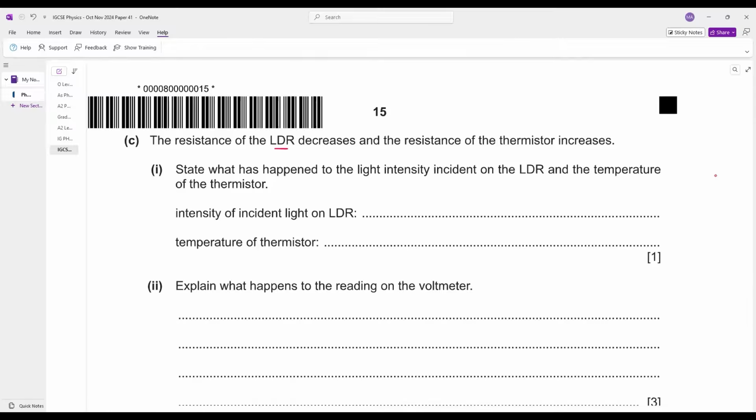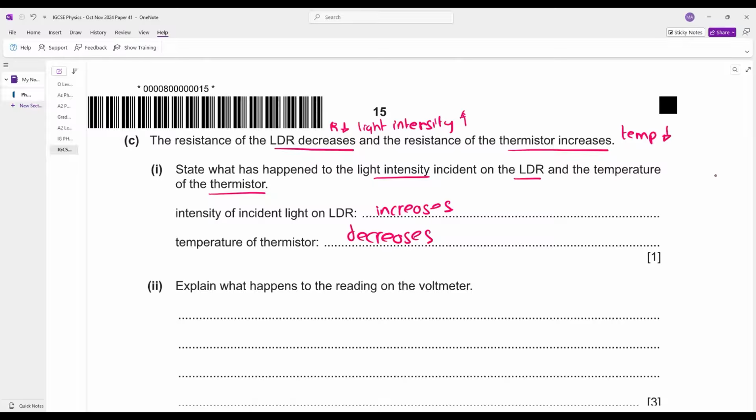The resistance of the LDR decreases and the resistance of the thermistor increases. State what happens to the light intensity incident on the LDR and the temperature of the thermistor. बेटा अगर LDR की resistance decrease हो रही है इसका मतलब क्या है? इसका मतलब ये है light intensity increase हुई होगी. Light intensity might have increased, so you can write it here. And if the resistance of the thermistor is increasing, what might have happened? The temperature might have decreased. तो यहाँ पे लिख लो temperature might have decreased.